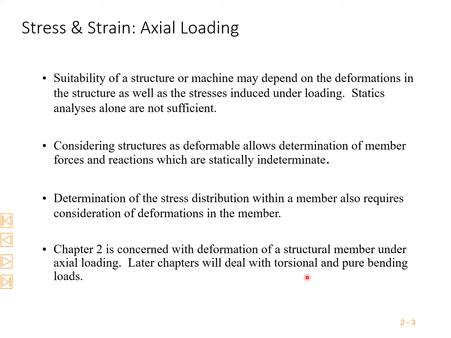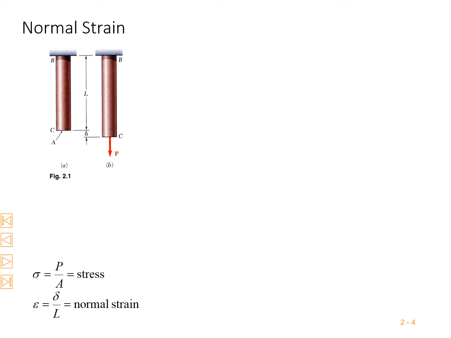Later chapters will deal with torsional and pure bending loads. In this chapter we will study axial loading. Here you can see one bar fixed at B, and A is the free end. Once you apply the load P, it will elongate by delta from the original length L. This delta is the elongation, so the new length is L plus delta.